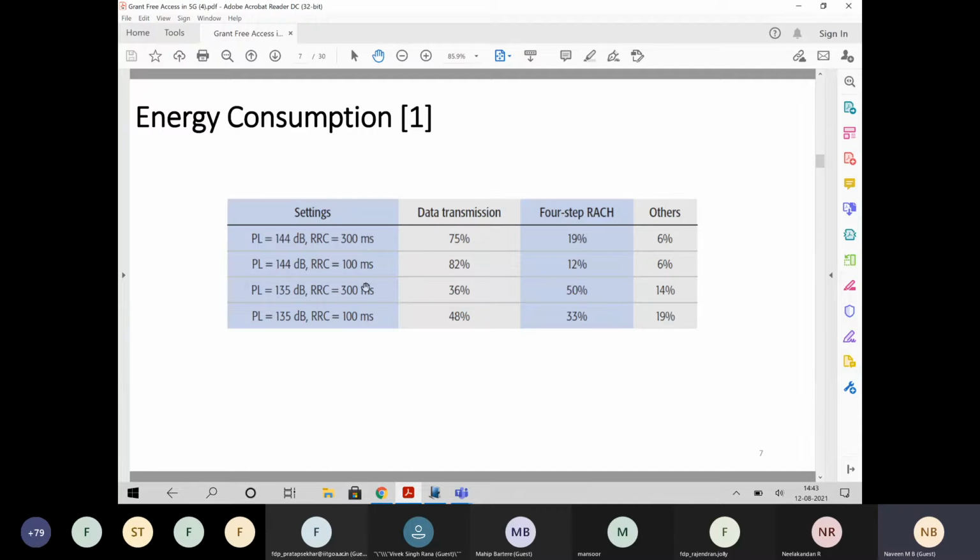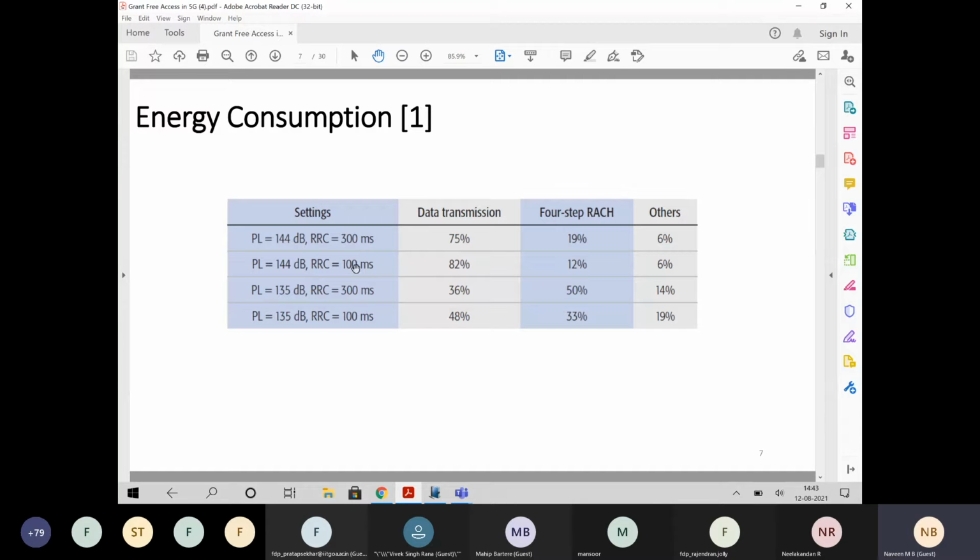It can be 300 milliseconds or 100 milliseconds. We have evaluated two cases and two path losses, 144 dB and 135 dB. So this 4-step RACH is whatever is happening in LTE. If you are having the 4-step RACH, that is control, preamble, everything, it incurs 19% of the power consumption. 75% is consumed by data.